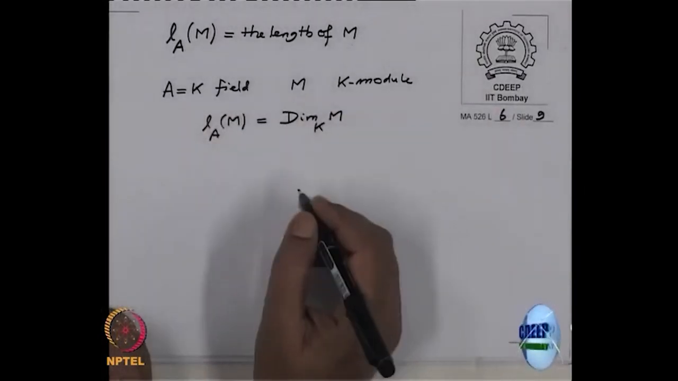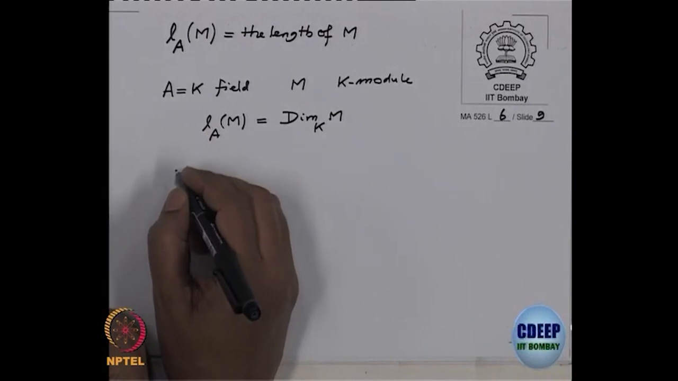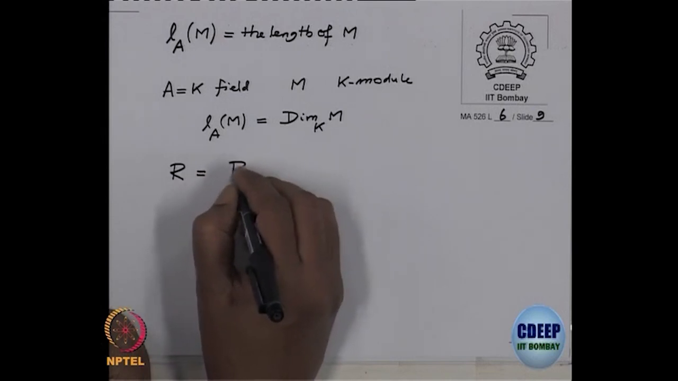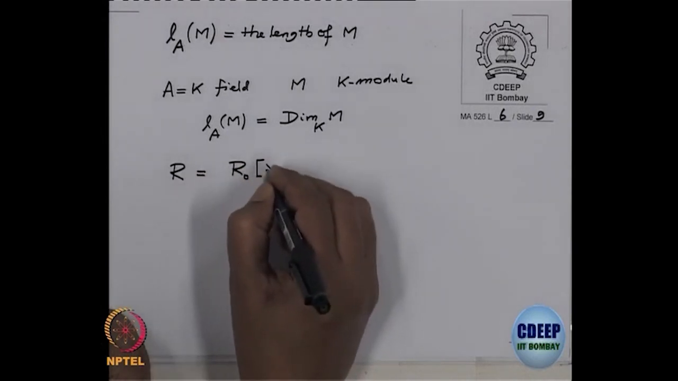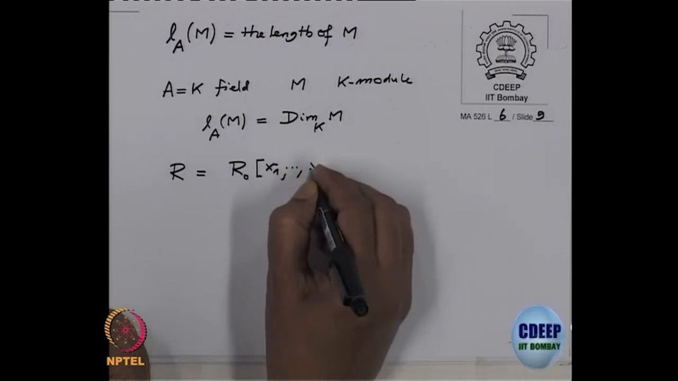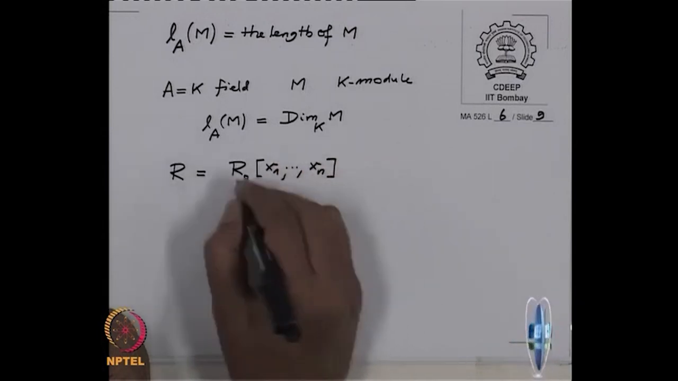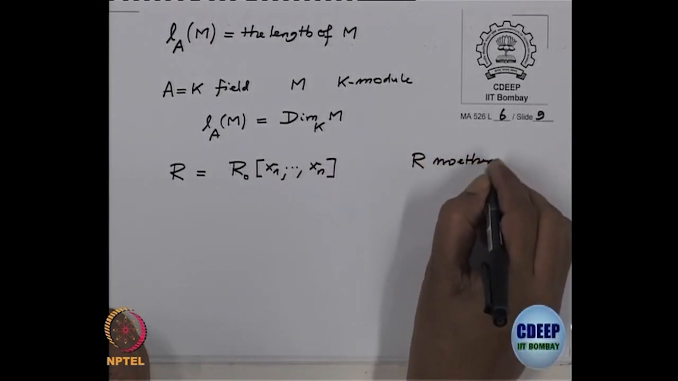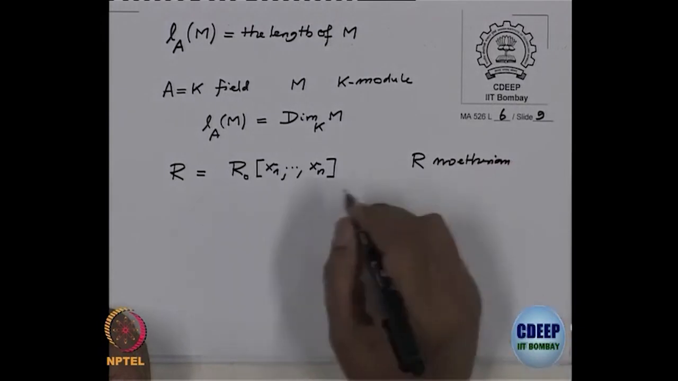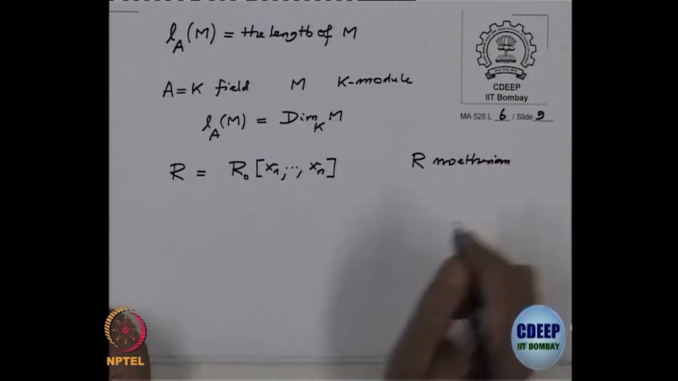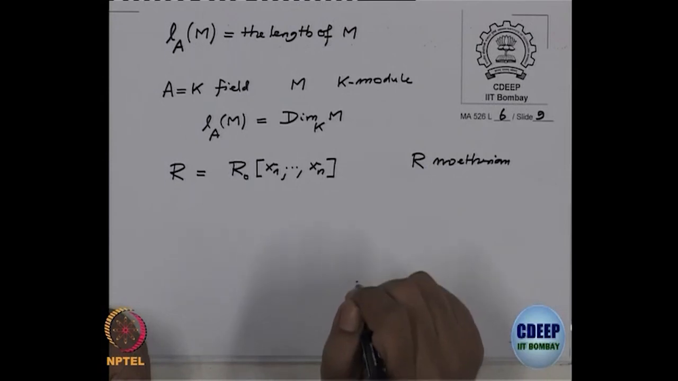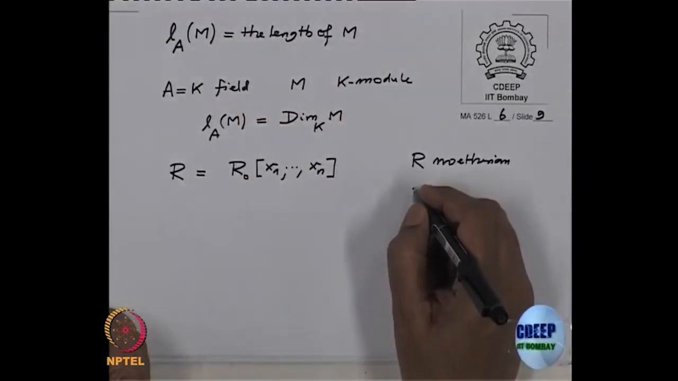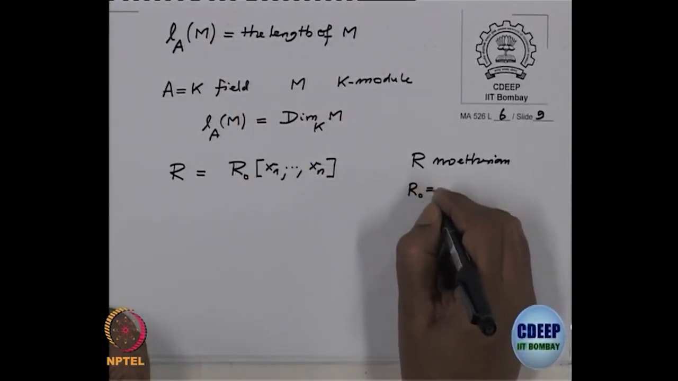Now going back to our assumption on R naught. R was a graded ring, and as an algebra over R naught, it is generated by finitely many elements. This one came because R is noetherian. That was our original assumption. So this forces that R naught should be noetherian. But in the above exposition, we have assumed R naught is actually a field.